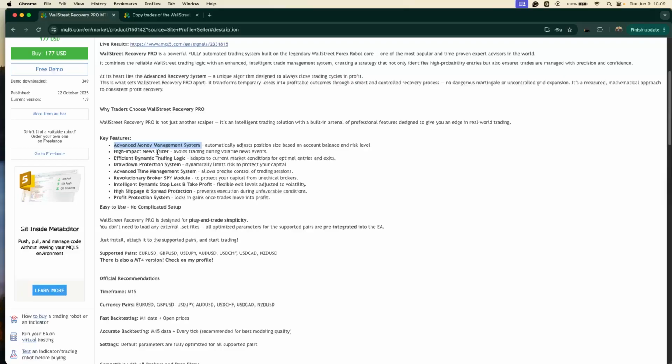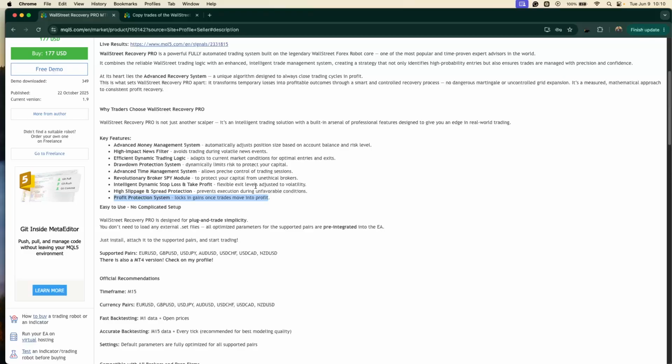And we also have the dynamic trading logic. This one adapts to the market, and we also have a drawdown protection system. There is also time management for session control and a broker spy module for protection against bad brokers, high slippage and spread guards, and the profit protection also to secure gains. All of these are the marketed features included in this expert advisor.